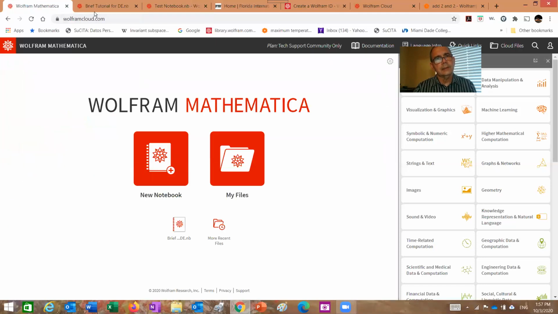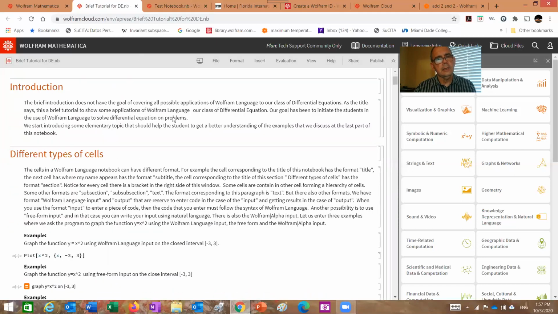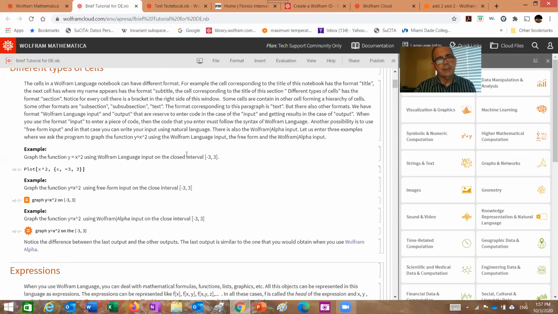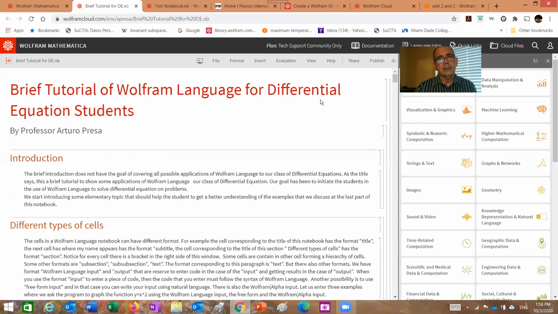So now, well, the first paragraph is about different types of cells. You're going to see what I have explained to you. You can see this here, different types of cell. Remember, for example, this cell here is just text. Well, let me go back to the beginning. This cell, the first cell represented by this bracket, is title. The next one is subtitle.